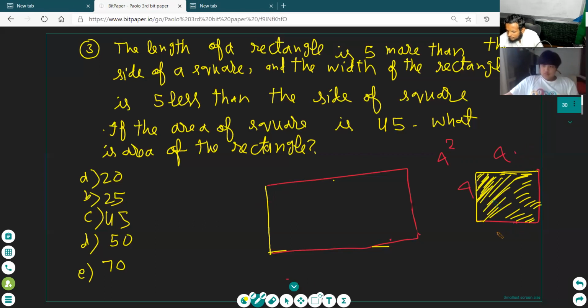a and a. See the statement and tell me, is the area of the square given or not given? Not given, so it's a times a. See the question. Read the question completely and tell me, is the area of the square given or not given? Tell me.